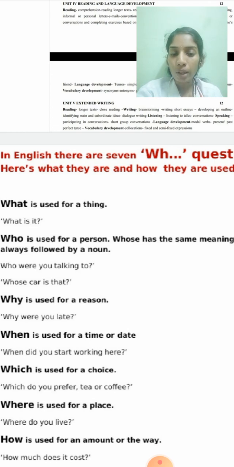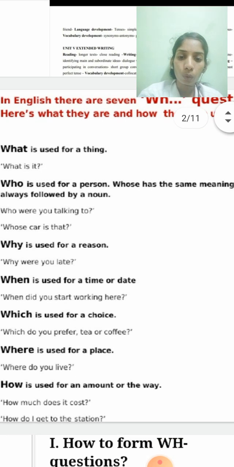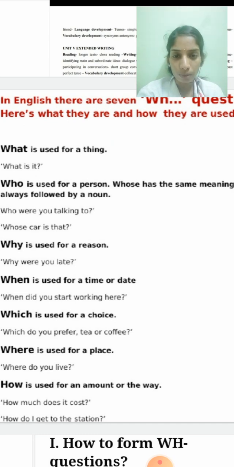So whenever you want to raise questions, you will ask the questions followed by these words only: what, who, why, when, which, where, how. So following these words, we are able to understand the meaning of it. Here is what. What represents maybe a thing or an idea, anything. What refers to the thing, and who refers only to the person. Whose has the same meaning, always followed by a noun.